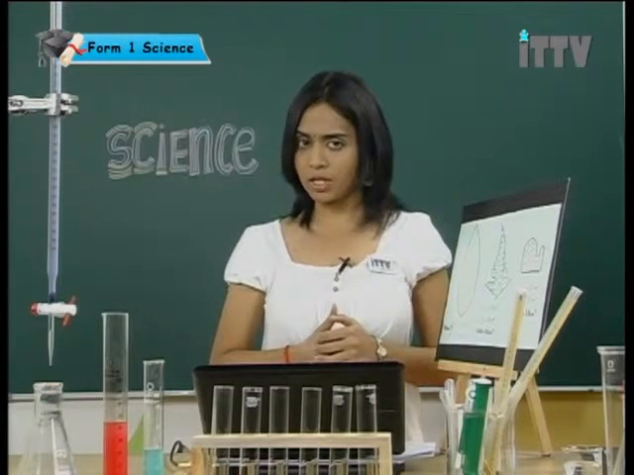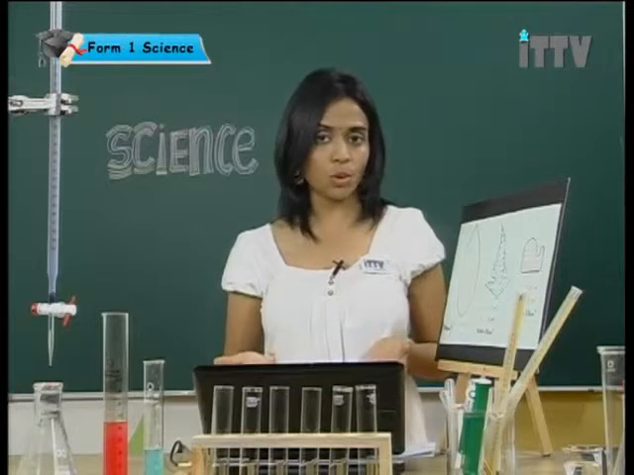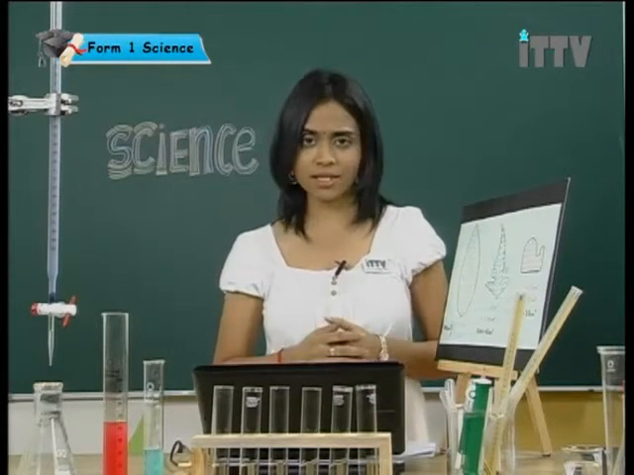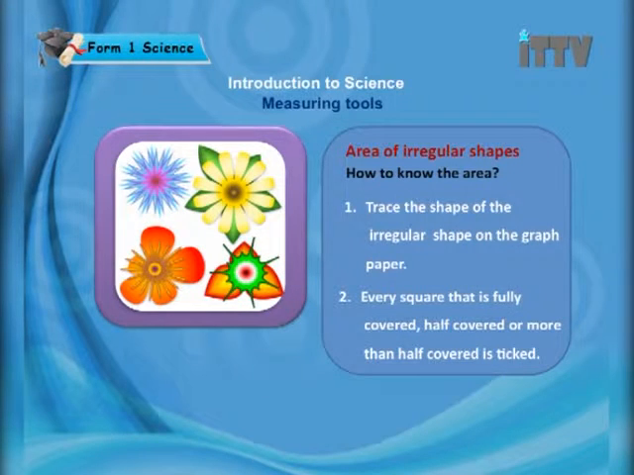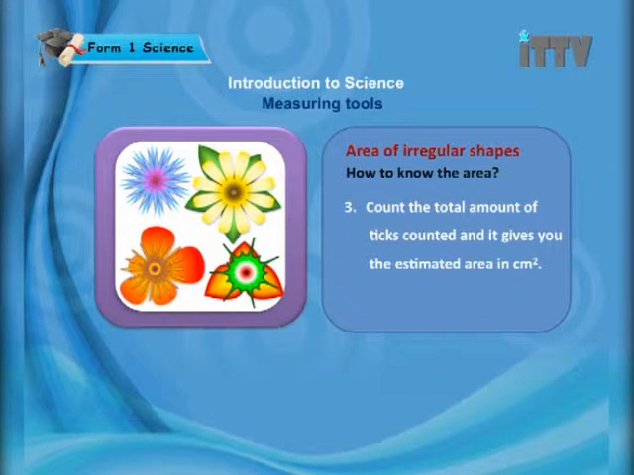What about irregular shapes like leaves or so on? How do you actually get their surface area? The area of an irregular shape can be estimated using graph paper. Trace the shape of the irregular shape on the graph paper. Every square that is fully covered, half covered or more than half covered is ticked. Count the total number of ticks and it gives you the estimated area in square centimeter.